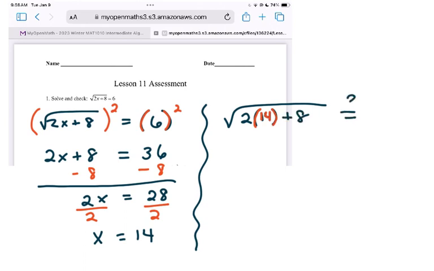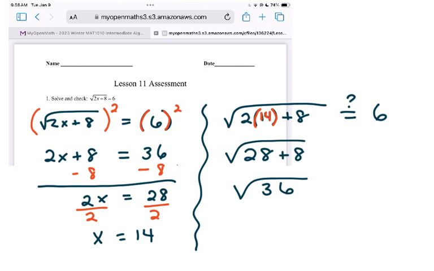And we want to know, once we compute all that, does that equal 6, from the original? And so we have 2 times 14 is 28, and then 28 plus 8 is 36, and then the square root of 36 is 6, and so we know that that equals 6. And so we've solved, we got x equals 14, we checked, and we got 6 equaling 6.